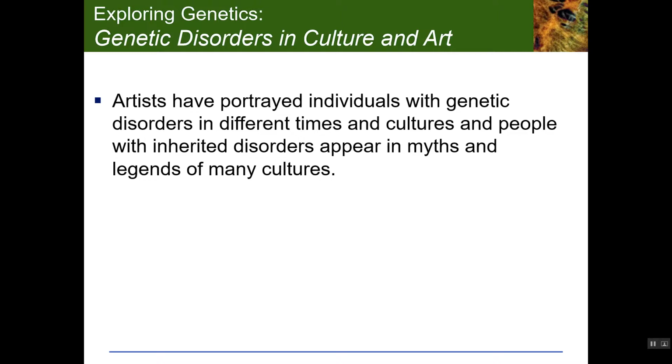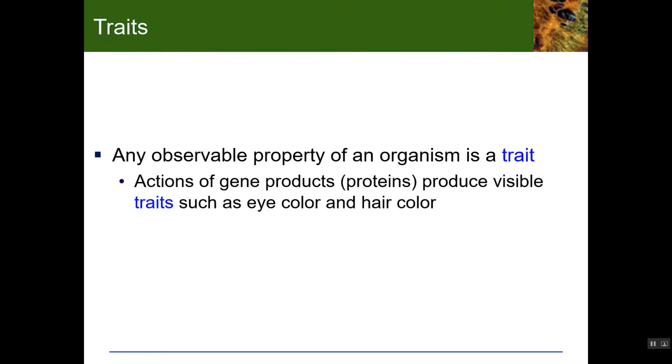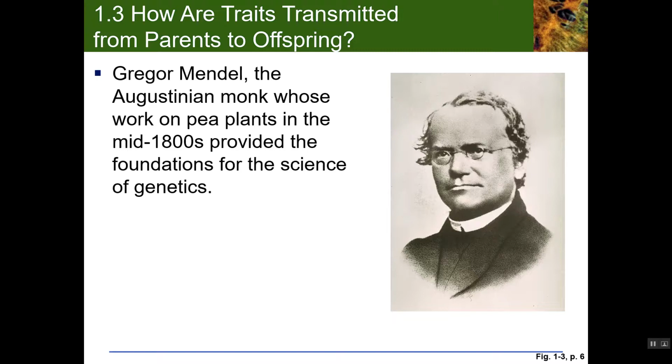And so that's kind of what this course is all about, the impact and the cross-section of science and society. Okay, traits. Any observable property of an organism is a trait, and actions of genes, products, proteins in particular, produce visible traits such as eye color and hair color. Now, how are traits transmitted from parents to offspring?